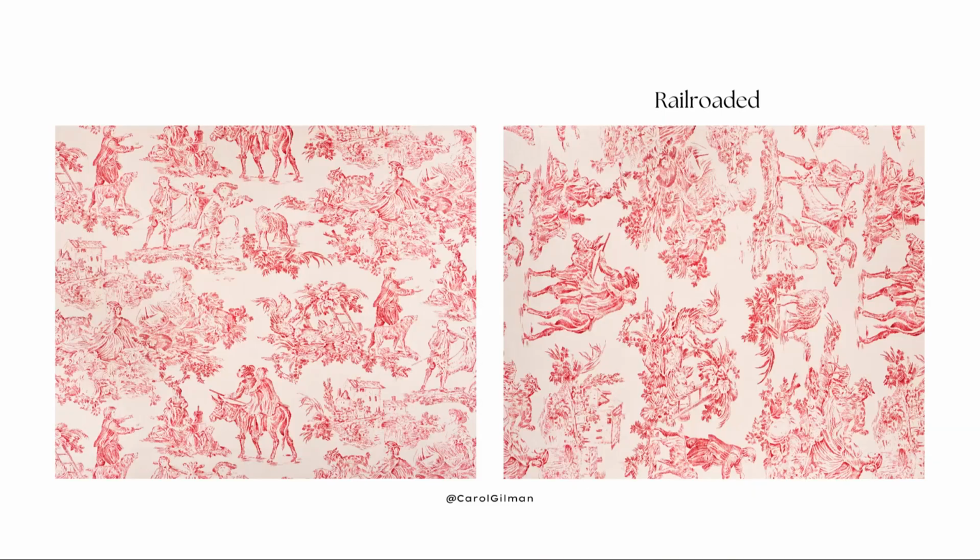And then there are patterns that are set up in a very specific direction. We wouldn't want to railroad this toile fabric or wallpaper because it just wouldn't make sense with everything being upside down and kind of wonky. But if we are using a wallpaper that has a definite direction to it, but that it can be changed, then that's where we can railroad it to help us create the look and feel that we're going for.